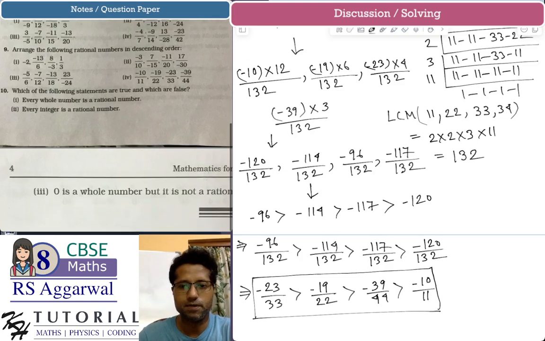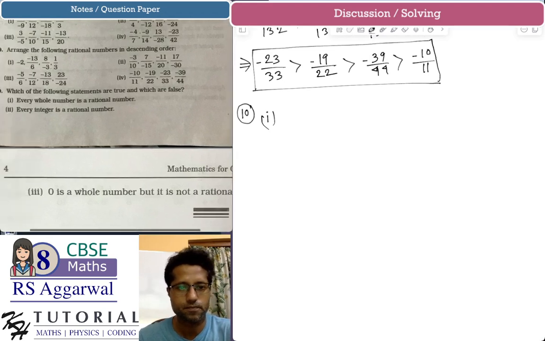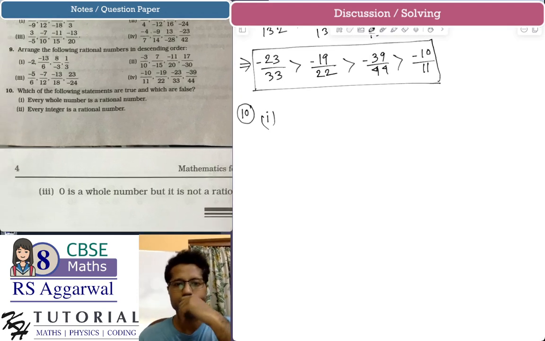Now question number 10. Question number 10 has true and false statements. Which of the following statements are true and which are false? Every whole number is a rational number. This is true because every whole number is a rational number.